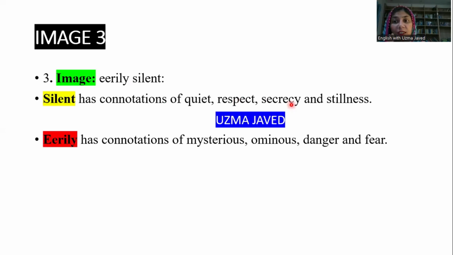Secrecy, when you share secrets in silence, it means that you don't want to reveal them. And the third connotation can be stillness. There was silence, there was stillness. It means there was no noise.